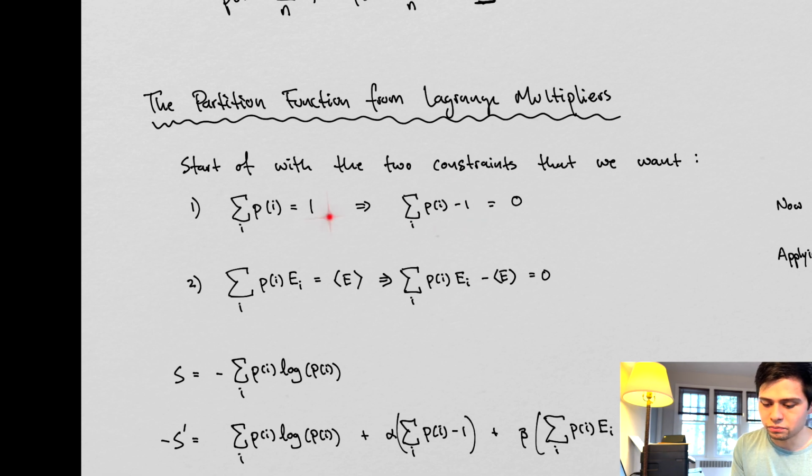Okay, that implies this, right? You just bring 1 over and you get 0. Okay, that's all fine and good.